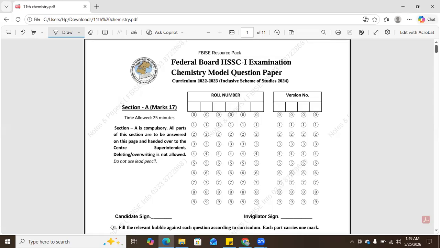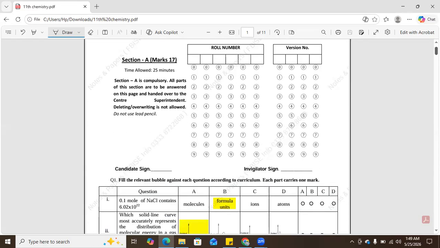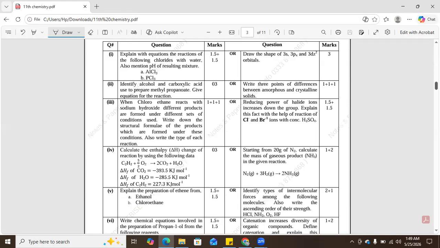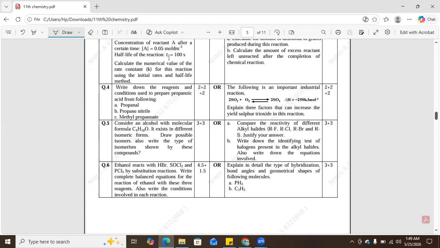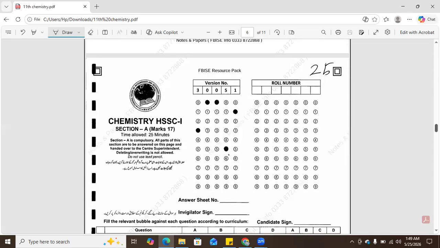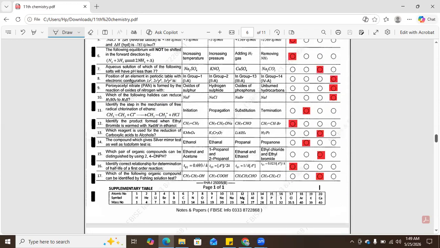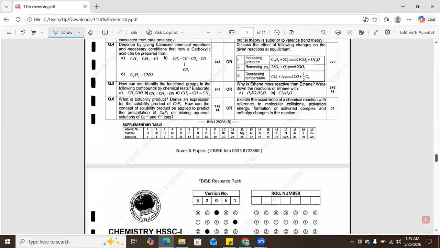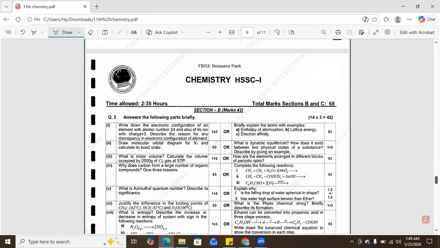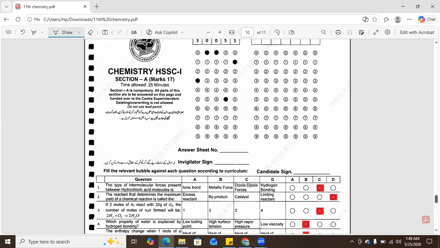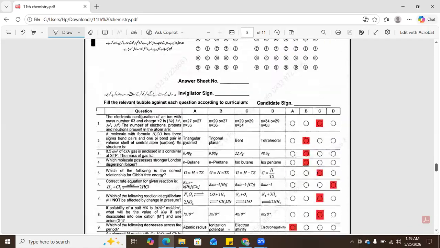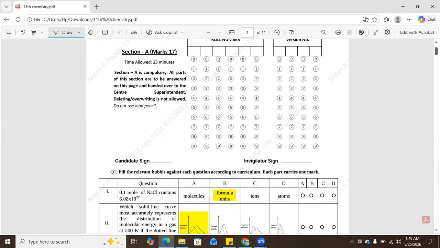Today we will discuss the chemistry model paper for first year. We will see the total marking criteria, paper pattern, most important short questions, most important long questions, and then we will discuss past papers, important questions in the past papers, long and short, and these are total 3 past papers included. So watch till the end and let's get started.